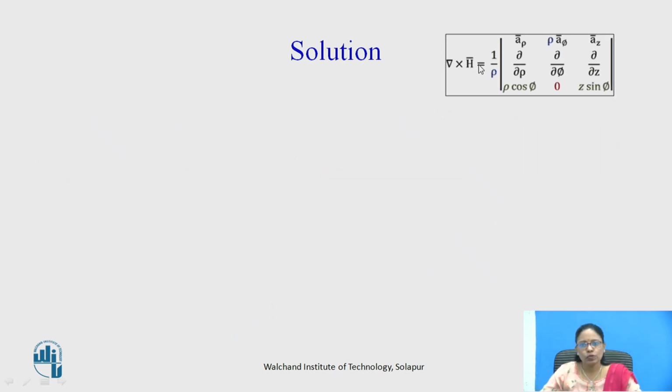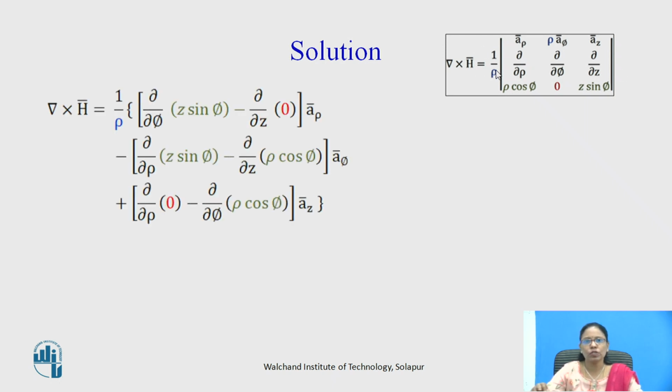Once the curl equation has been written, let us determine the actual value of curl H bar. For that, 1 upon rho is kept outside as it is. First of all, with respect to a rho bar, we have to multiply these two: dou by dou phi of z sin phi minus dou by dou z of 0. This term is written here. With respect to a phi bar, instead of a phi, there should be minus a phi. So with minus a phi bar, the middle column is left out and the others are multiplied as dou by dou rho of z sin phi minus dou by dou z of rho cos phi. This term is written here.